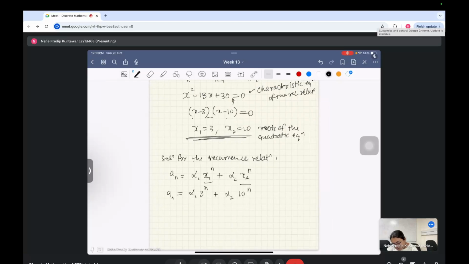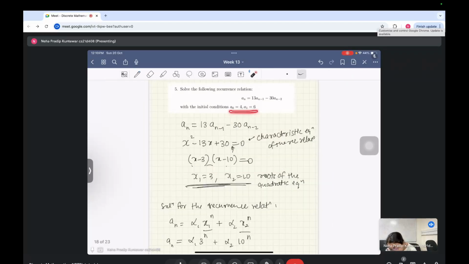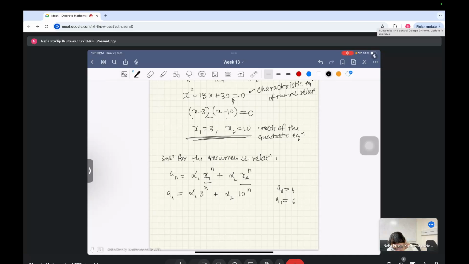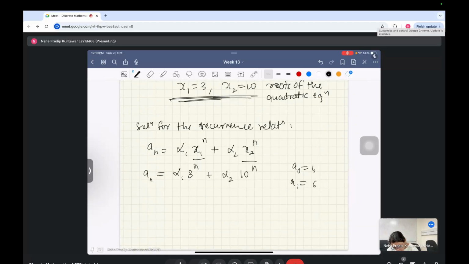Now let's use the initial conditions that are given to us. So what we know is that a0 is 4 and a1 is 6. So a0 would be alpha 1 plus alpha 2 and this is equal to 4. a1 would be 3 times alpha 1 plus 10 times alpha 2, this is given as 6.